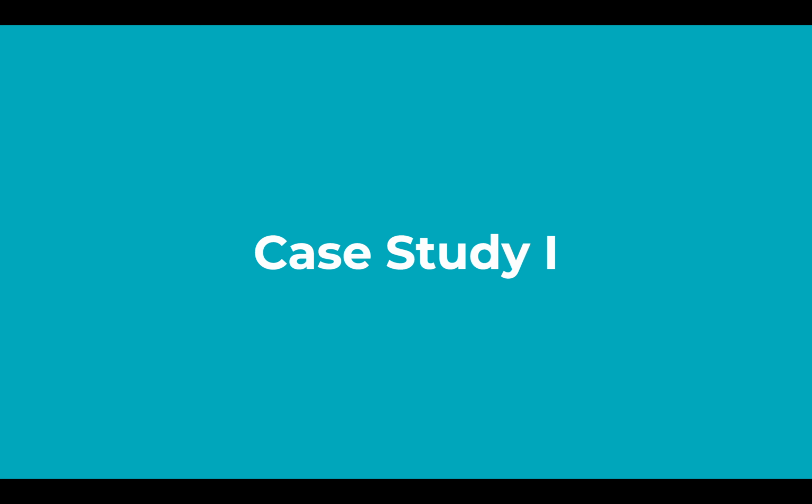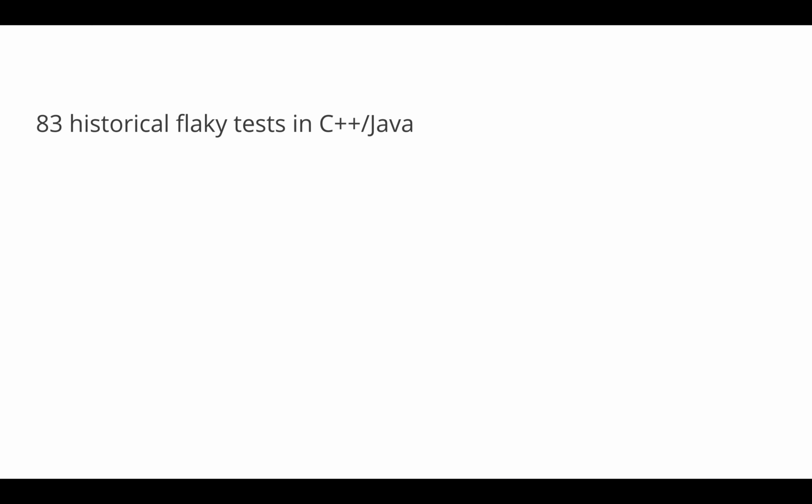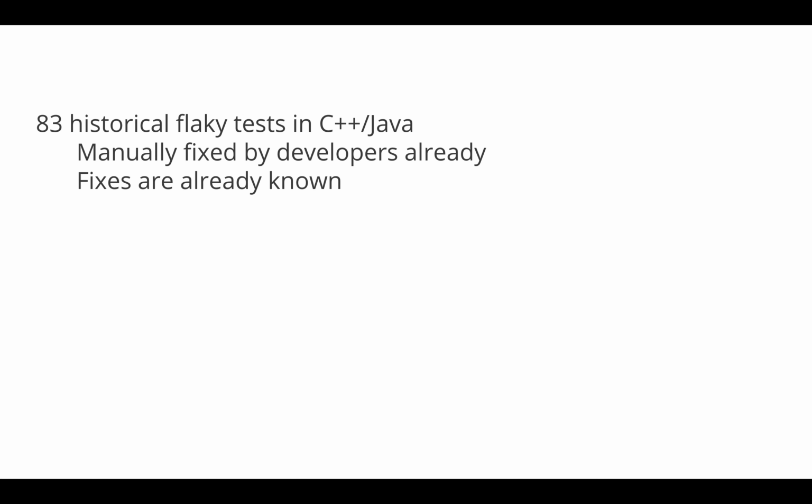Now I'm going to talk about some case studies. In our first case study, we found 83 historical flaky tests in C++ and Java. These tests were all already fixed manually by developers without any help from any tool at all. And we also know how they fixed them because they attached the fixes to the issues.